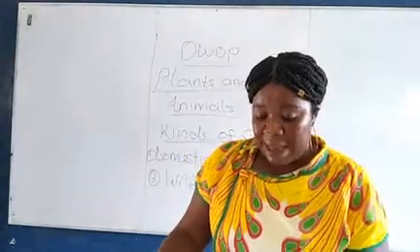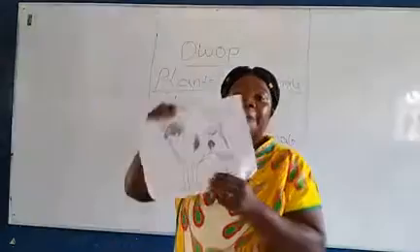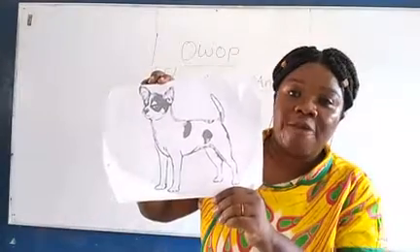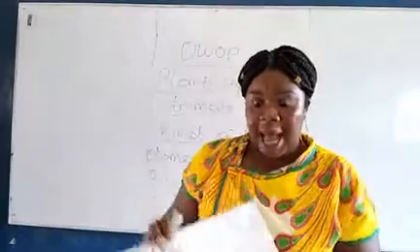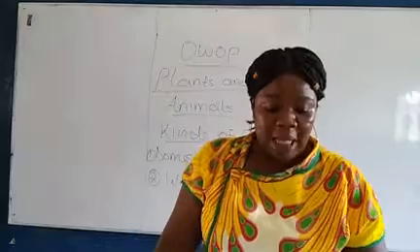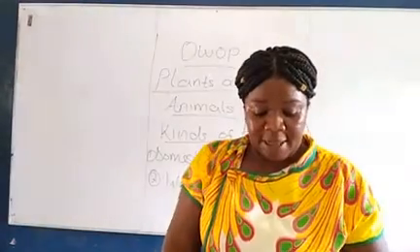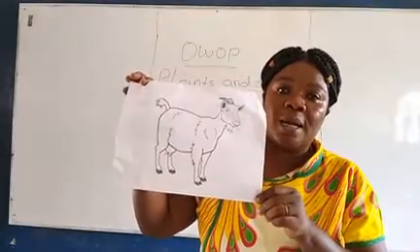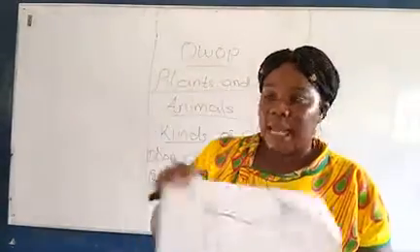Now I have some examples of domestic animals here. What do we see? Dog. Very good. It's a domestic animal. Now the next one here is a goat. It's also a domestic animal.